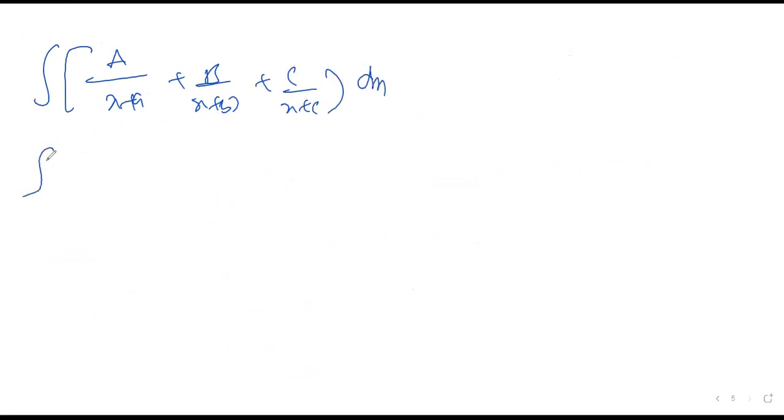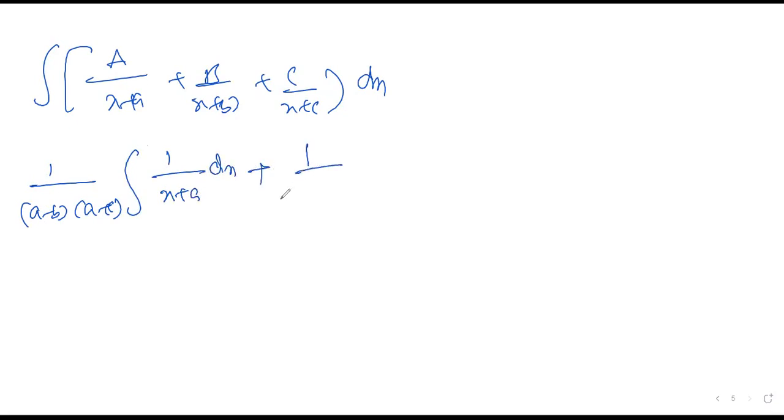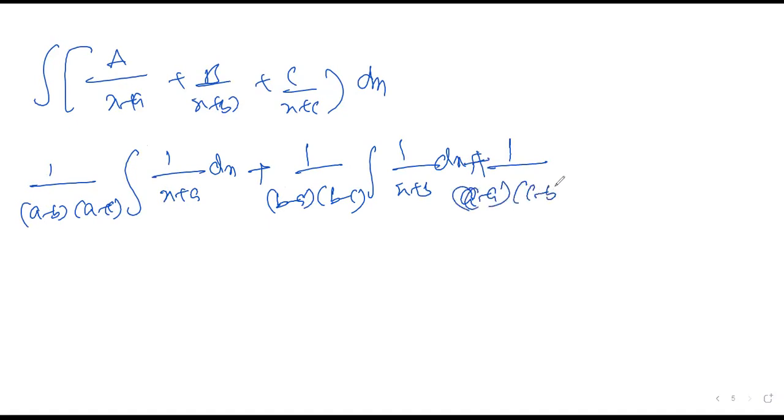I'll apply it directly. What is the value of A? 1 by a minus b into a minus c. Am I correct? So this is a constant value. I will take it directly out and write integration of 1 by x plus a into dx. Plus B: 1 by b minus a into b minus c, integration 1 by x plus b into dx. Then C: 1 by c minus a into c minus b, integration 1 by x plus c into dx. Still clear? Any doubt?